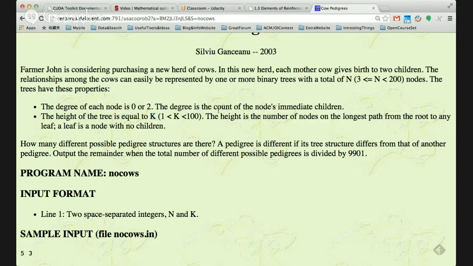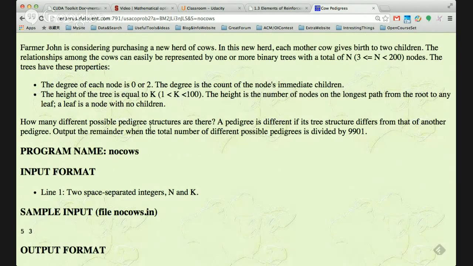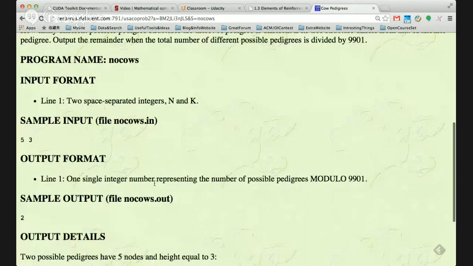The height is the number of nodes on the longest path from root to any leaf. A leaf is a node with no children. That means the guy has no children. How many different possible pedigree structures, family trees, are there? A pedigree is different if its tree structure differs from that of another pedigree. Output the remainder when the total number of different possible pedigrees is divided by 9,901. It's a prime number, I think.